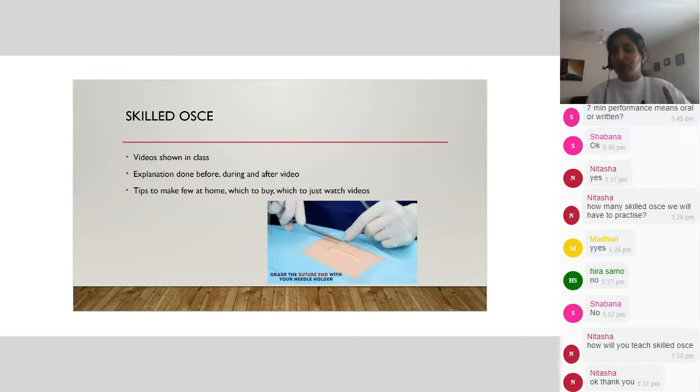In the video also, we will step by step explain to you how it needs to be done. Like if you are explaining suturing, hold this, do this. It's all shown in the video, and we will also be talking with the video. And then you obviously have notes.